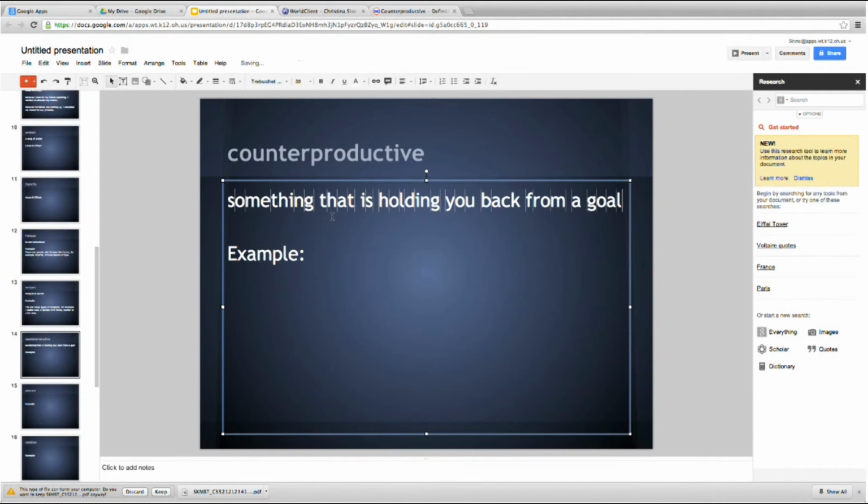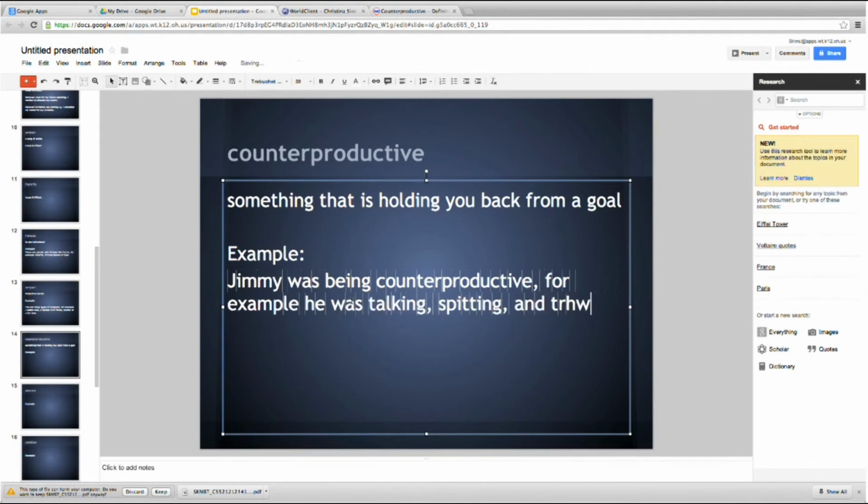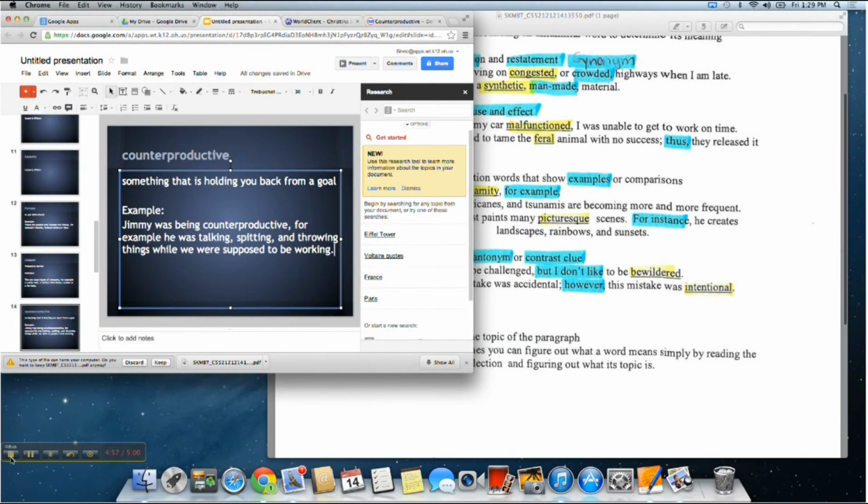For example, if you are working on a group project and you have somebody that's screwing off, they are being counterproductive. They are not helping you get to the goal of getting the project done. Okay? So, that could be maybe my sentence. Let's say Jimmy was being counterproductive. For example, he was talking, spitting, and throwing things while we were supposed to be working. That is an example of being counterproductive. Can you put my name to Jimmy? No, it's Jimmy.